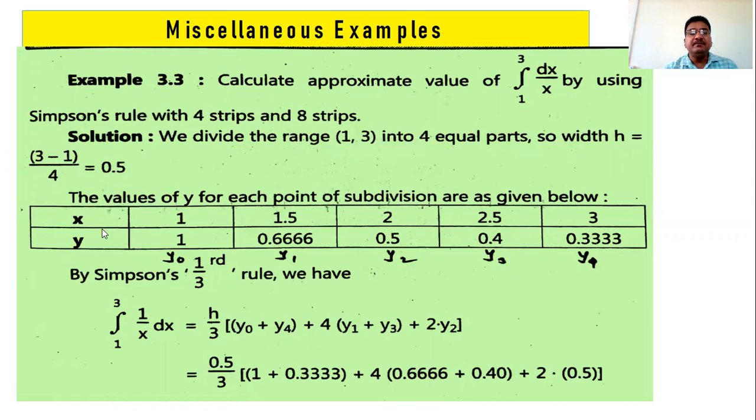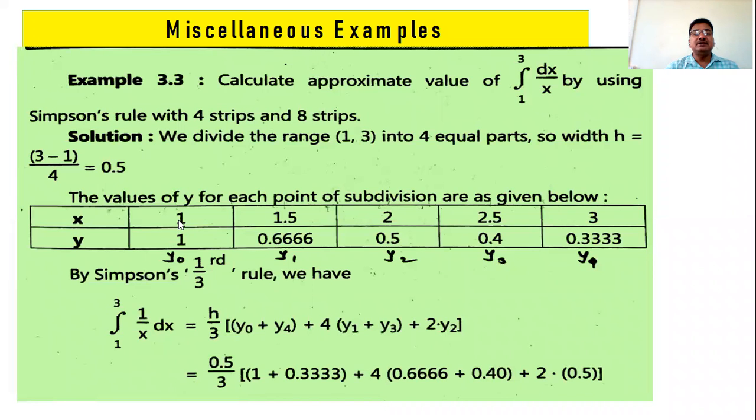Then prepare this table. The first row contains the values of x, and the second row contains the values of y, or the function f(x), which is 1 by x. So what are the values of x? Starting from 1, because the lower limit is 1, and then adding 0.5, that is h, we get the next value. 1.5 plus 0.5 is 2, 2 plus 0.5 is 2.5, and 2.5 plus 0.5 is 3, that is the upper limit.